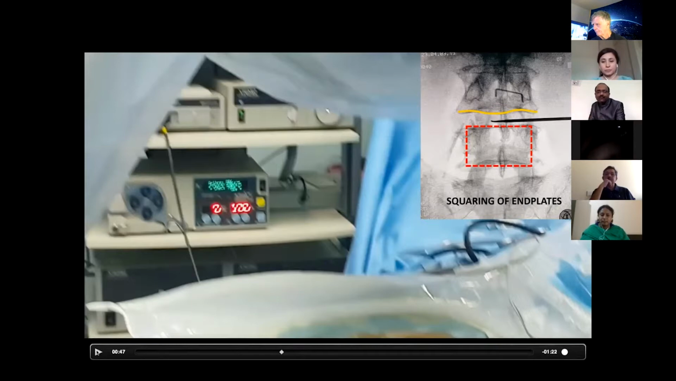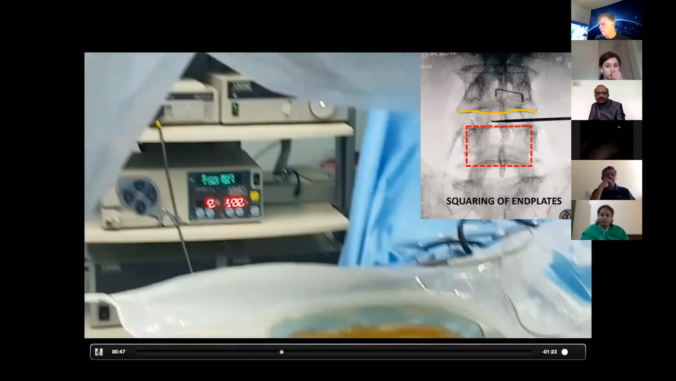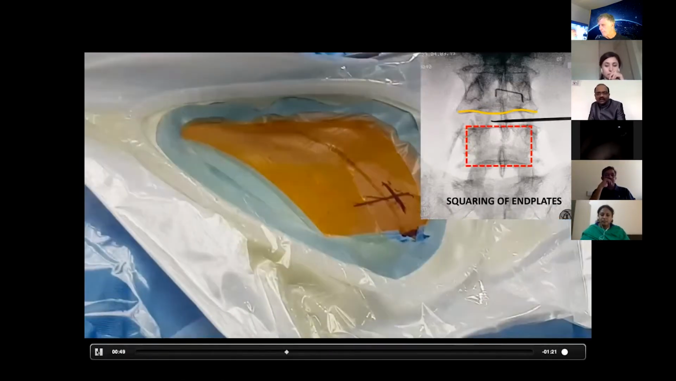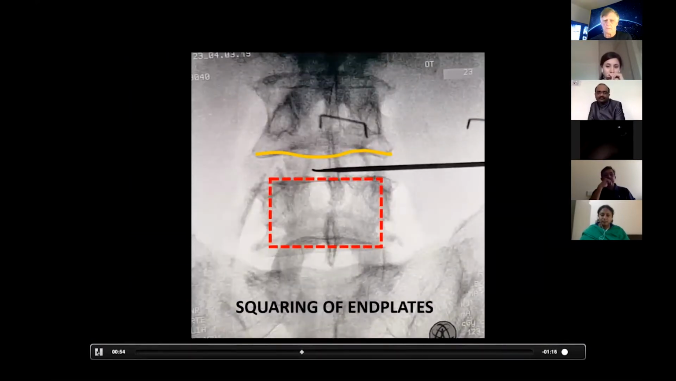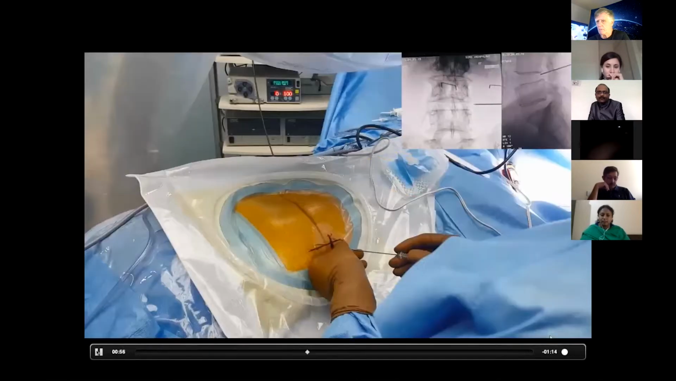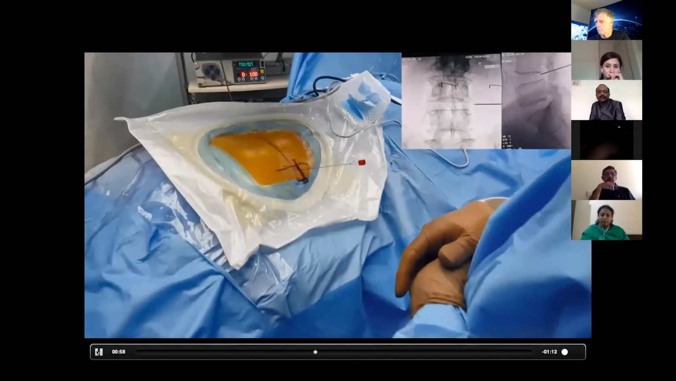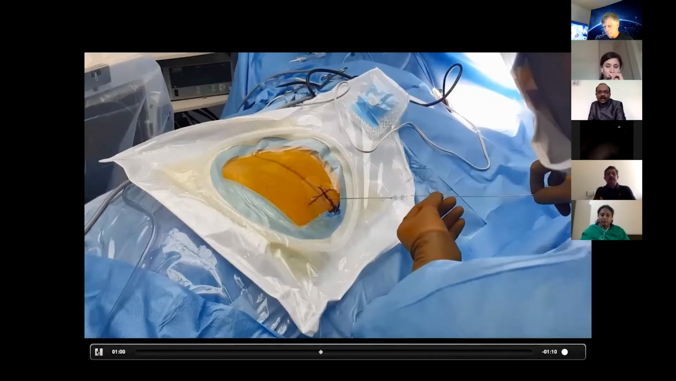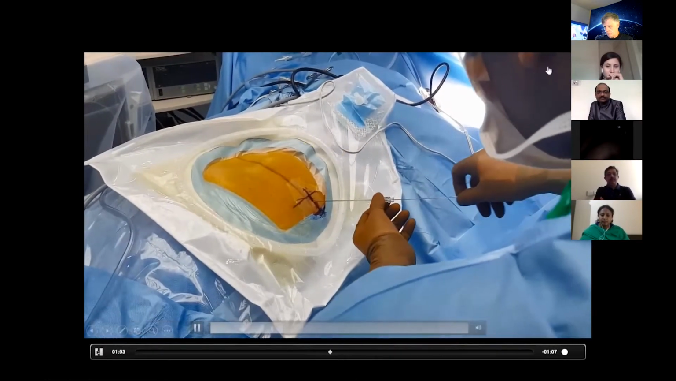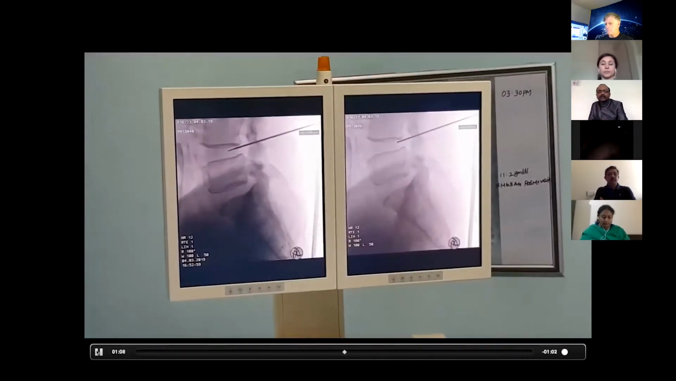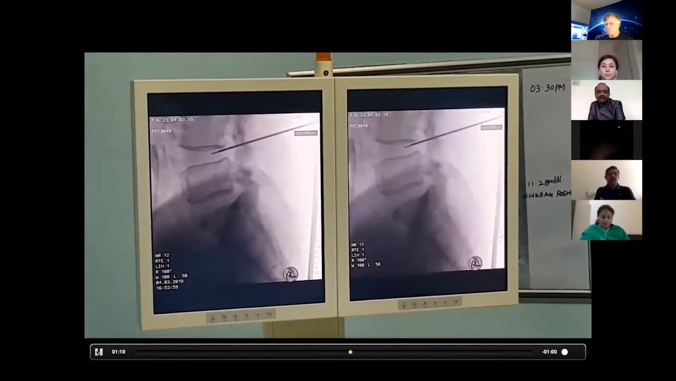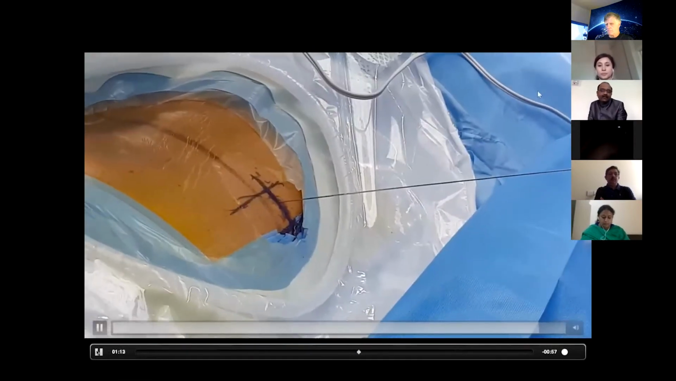And in the AP view also, you have to concentrate on squaring the end plates. Here the end plates are squared, and then only the needle is advanced. So you can clearly see the posterior facetal line and the interspinous line. This is the posterior facetal line. So the needle is in, and now the K wire is passed. So we are within the nucleus pulposus. This has to be done in AP position only.